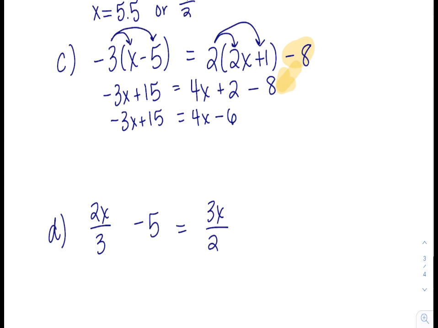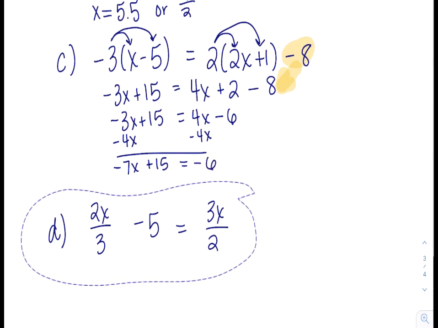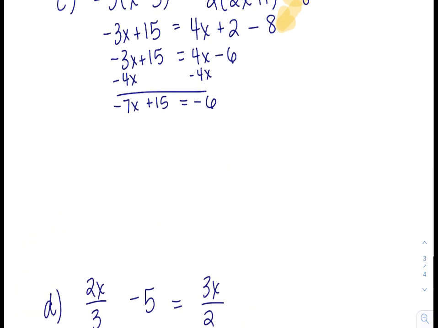Now to solve, I'm going to subtract 4x on both sides, leaving me with negative 7x. Bring down the 15 and bring down the negative 6. And again, I didn't give myself enough room. I'm going to subtract 15 on both sides. So negative 7x, and then here, negative 6 minus 15 is negative 21.